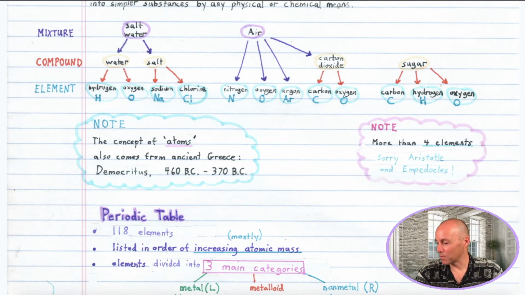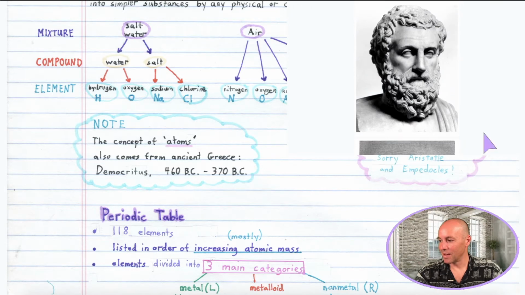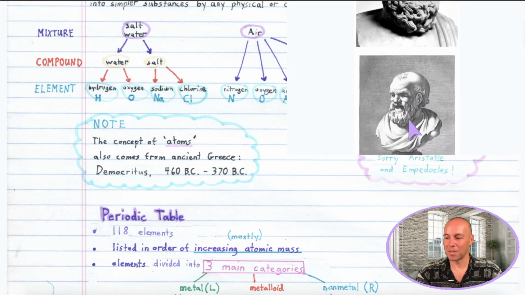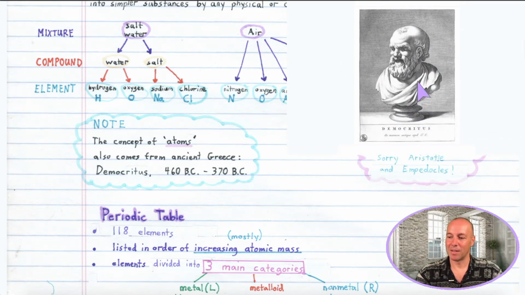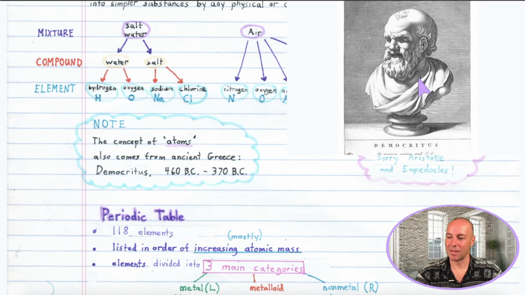Let me show you a quick picture of Aristotle and Democritus. So here's Aristotle: matter is continuous, four elements of matter. And here's Democritus: matter is particulate, and there are millions of different types of atoms.